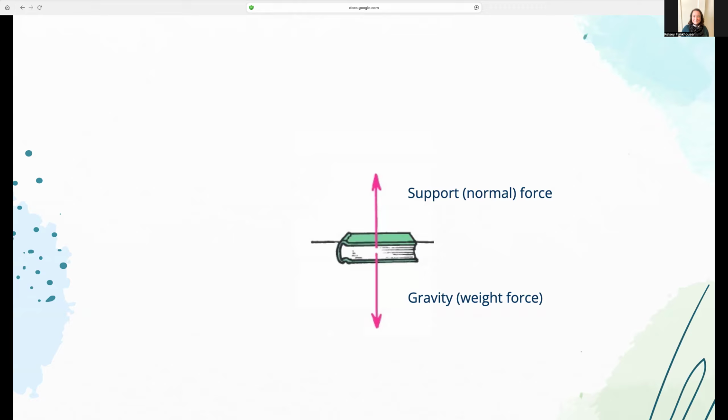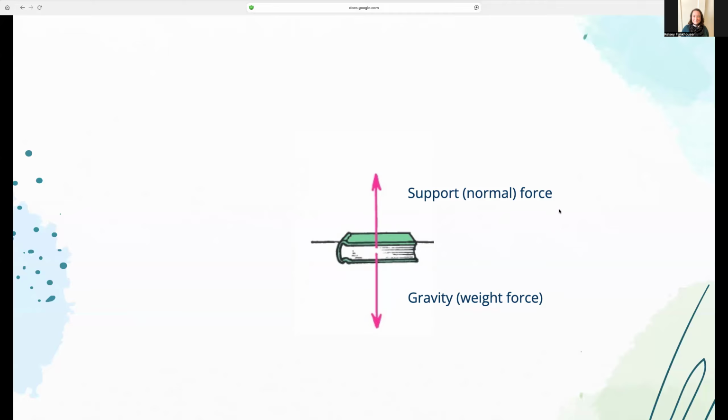So I also want to look at this situation of a book resting on a table. The weight force that we just talked about, or gravity, the force of gravity, is pointing down, right? And if it's just sitting on the table, we know it's in equilibrium, which means there is no net force, or the net force is zero. So we have this other force counteracting our weight force. So the weight force points down, and then we have the support force or normal force pointing up.